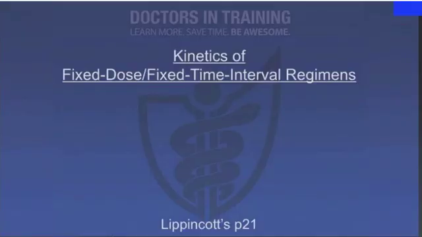So we're almost to the end. Hang in there for one more little topic, and that is the kinetics of fixed dose and fixed time interval regimens. So even in a hospital, when you've got a patient getting IV drugs, it's a lot simpler to give a certain amount of drug, a certain fixed dose, at a certain interval. You might give 100 milligrams every 4 hours or something like that. And obviously, this is how oral drugs work.